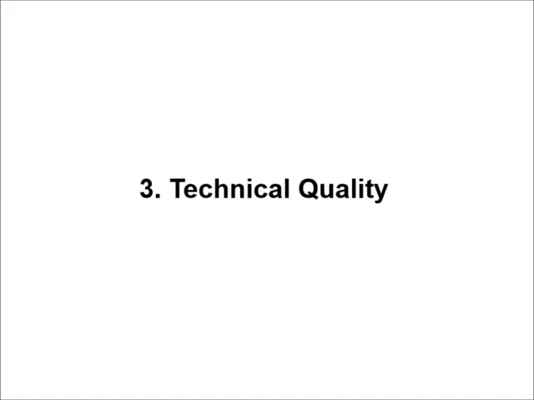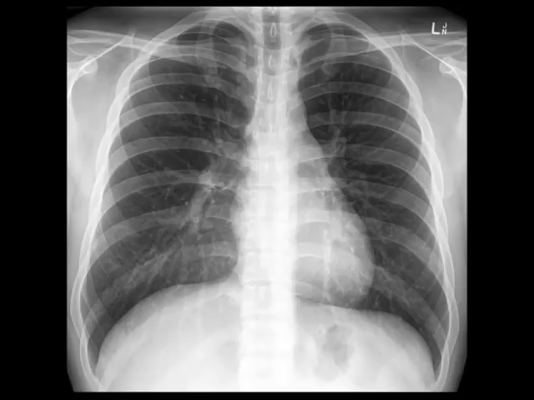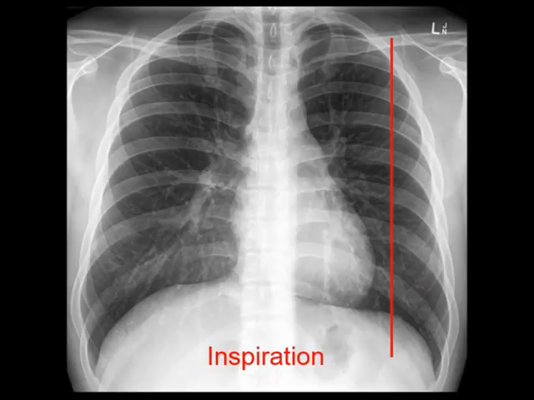3. Check if the film is technically adequate. A useful mnemonic to remember the 3 aspects of technical quality is RIP. Rotation, inspiration, penetration. To check rotation, look at the clavicular heads and spinous processes. If the spinous processes are halfway between the clavicular heads, the patient is normally rotated. Next, check for adequate inspiration by looking at the midclavicular line and seeing which anterior rib intersects the diaphragm at this point. It should normally be the 5th, 6th, or 7th.